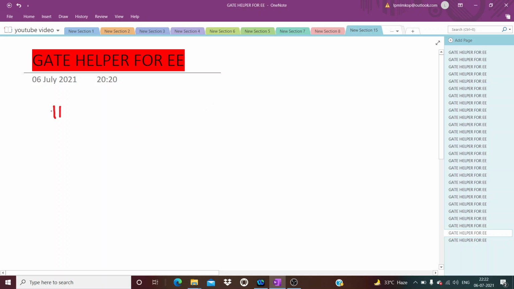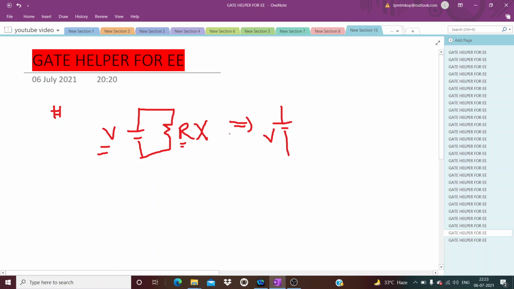Suppose a resistance is connected in parallel with a voltage source. In network theory, we generally neglect this resistance and simply represent it by a voltage source. Whenever a resistance or inductance is connected in parallel with the voltage source, we always neglect it and represent the whole circuit by a simple voltage source. We generally do this whenever we try to find the load current.